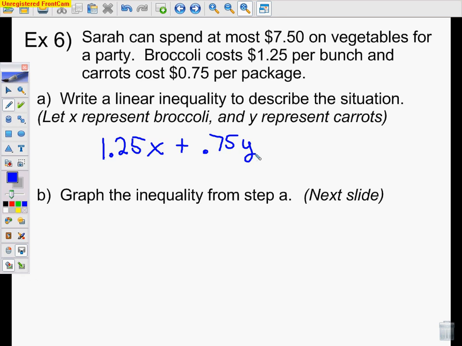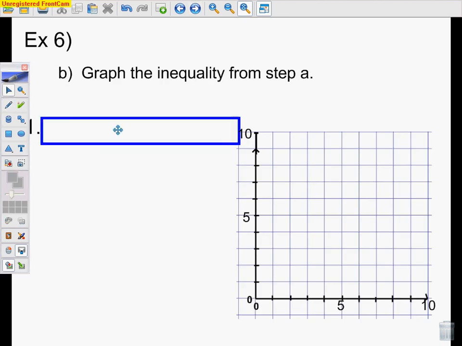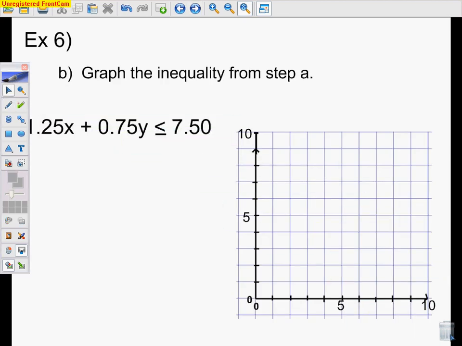Now, Sarah can spend at most $7.50. When I say that I'm going to give you at most $7.50, that means I'll give you $7.50 or less. So that's going to be less than or equal to $7.50. So that would be the inequality that describes that situation. Now, to graph that inequality, here it is.